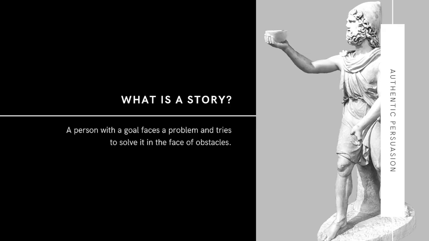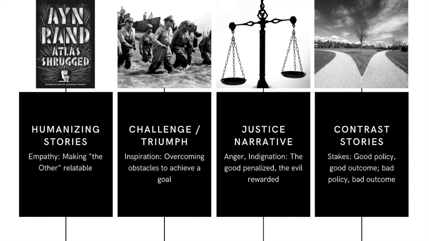So what is a story? It's not just something that happens. It's not just a bad thing happens to a person, a good thing happens to a person. A story, broadly, is a person with a goal who faces a problem and tries to solve it in the face of obstacles. That is, they're aiming at something and trying to overcome the obstacles in order to achieve their goal. And in terms of using stories to promote freedom, there are four main stories that I find incredibly useful: humanizing stories, challenge triumph stories, justice narratives, and contrast stories.